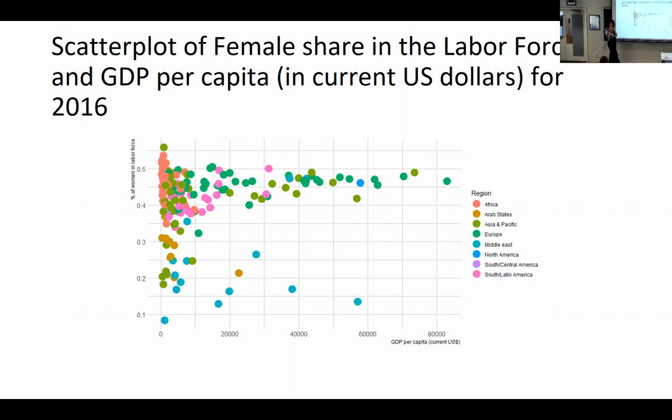Do you have a question? Yeah, so that's percent of the labor force who are women. Yes. Okay. Exactly. Of the total labor force, how many percent are women? You had a question? Yeah.